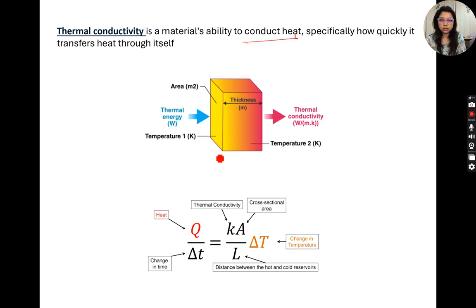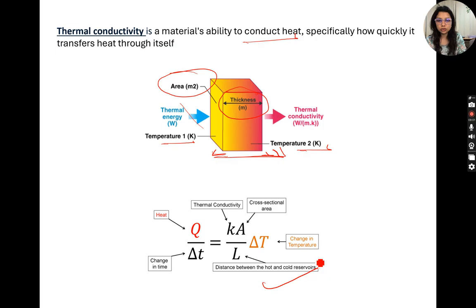You can see this as a material or a solid in which the heat is flowing from one end to another end. Here the temperature is different from here to here. There are two different temperatures, the thickness of the material, and the area. So there are some measuring parameters required to calculate the thermal conductivity.